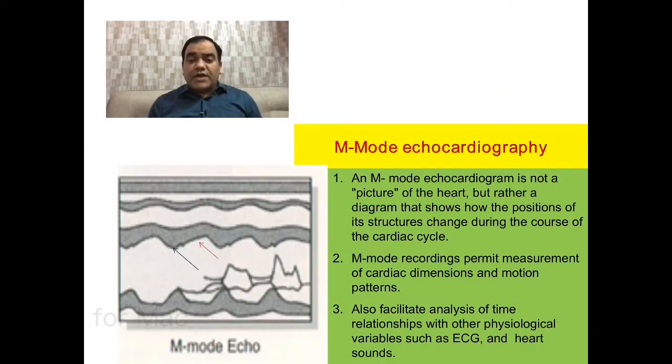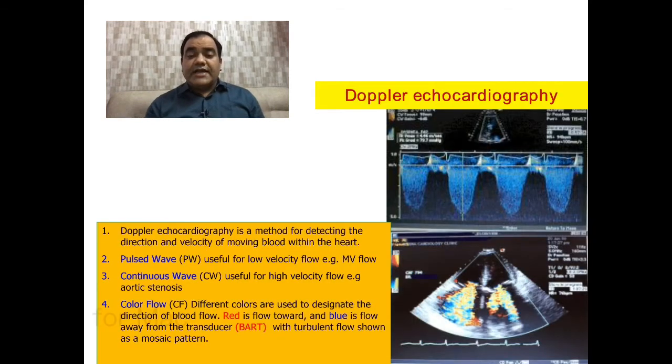M mode echocardiography is basically not a picture of the heart, but rather a diagram that shows how the position of its structures changes during the course of the cardiac cycle. M mode recordings permit measurements of cardiac dimensions and motion patterns, and also facilitate analysis of time relationships with other physiological variables such as ECG and heart sounds. As we see in the diagram on the left side, the purple arrow shows the cardiac dimensions during systole, and the red arrow shows the cardiac dimensions during diastole in M mode.